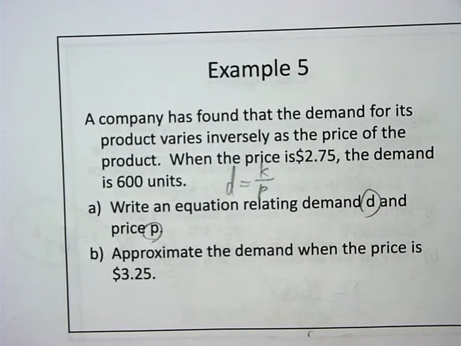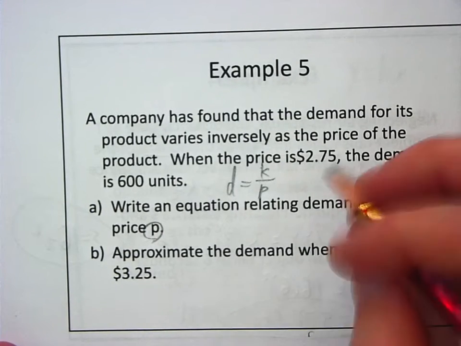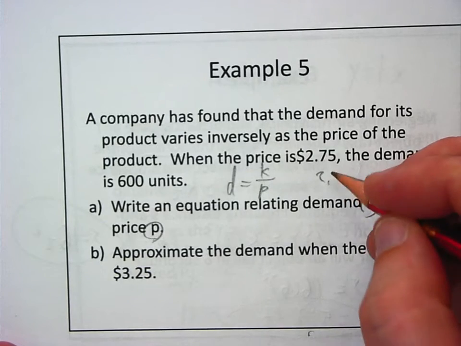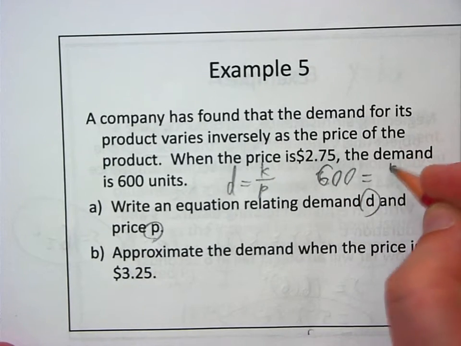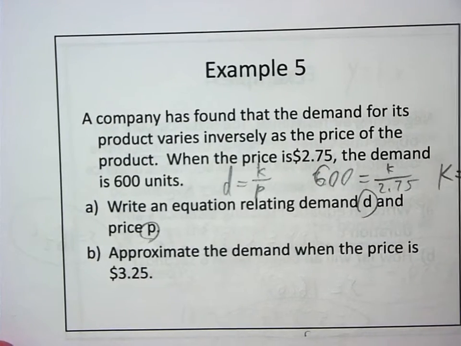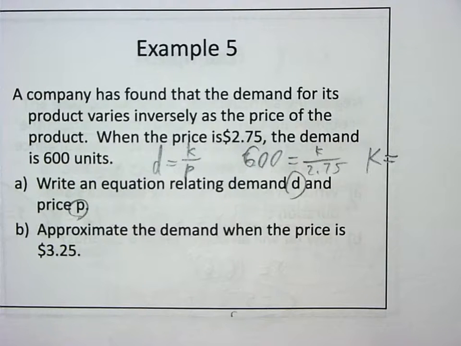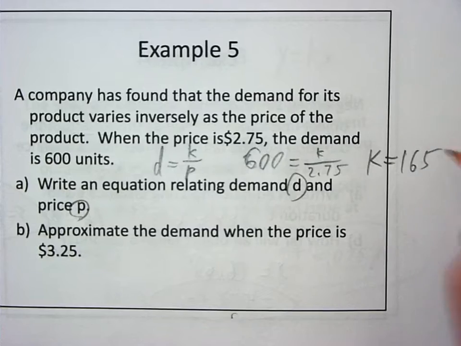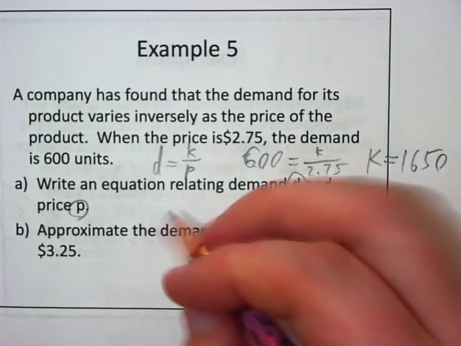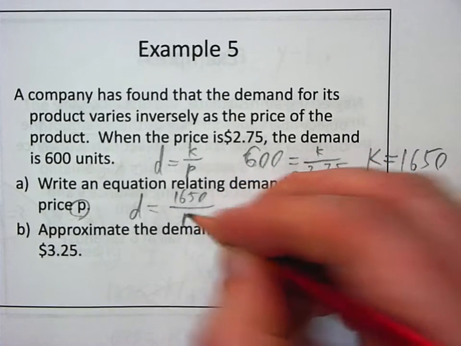So go ahead and find k. Plug in 600 units equals k over 275. What does that give you for a k value? 1,650. So the equation is just D equals 1650 over P.